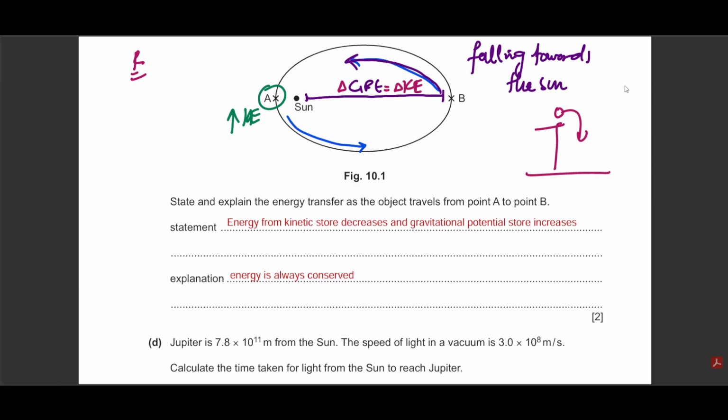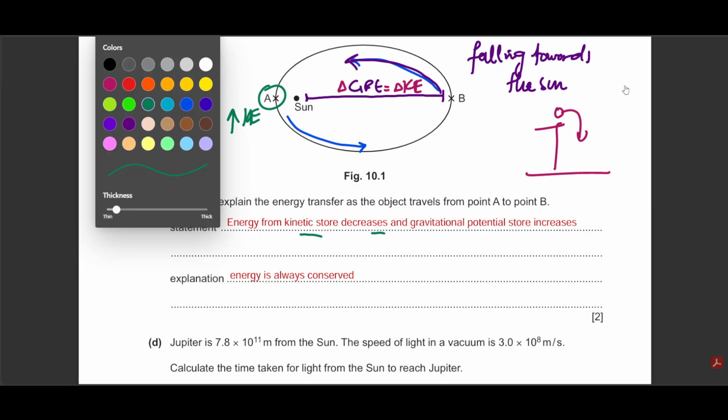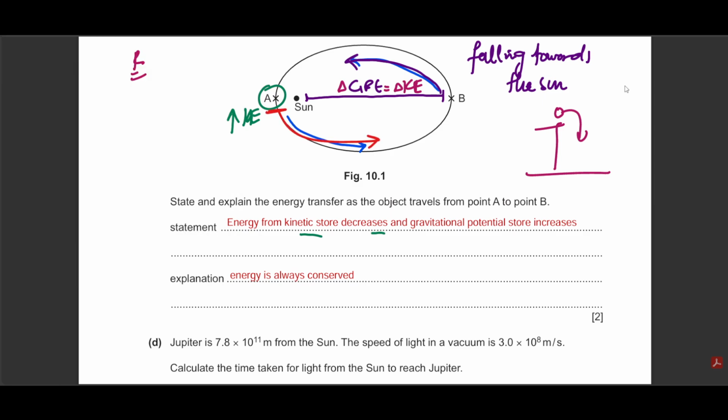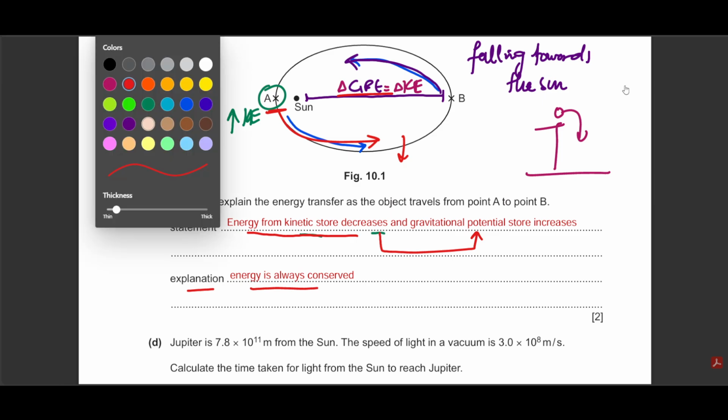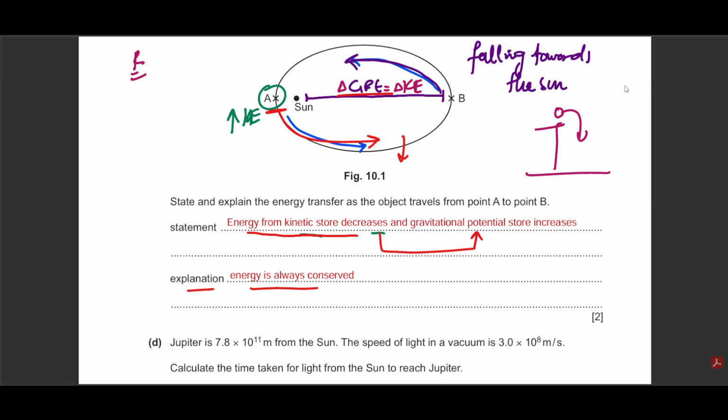So the statement: energy from the kinetic store decreases. Okay, so it's traveling from A to B, so we'll go the opposite way. Its kinetic energy will start decreasing, and the gravitational potential store will start increasing. So energy from the kinetic store decreases and is given to the gravitational potential store as it increases. In the explanation, energy is always conserved. So it's only going to bounce between kinetic and gravitational for a system like this. When it comes to B, again, the opposite will happen when it starts falling back down towards A.